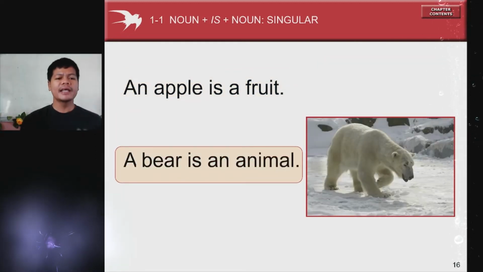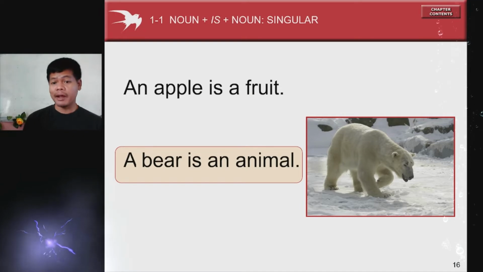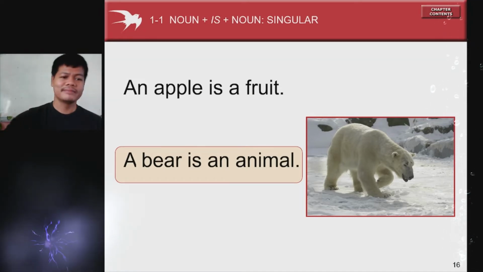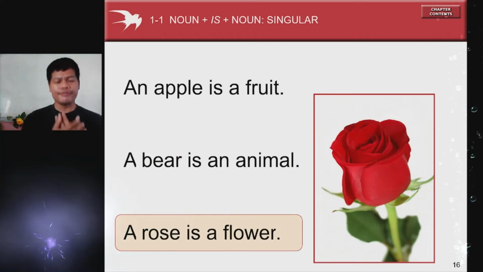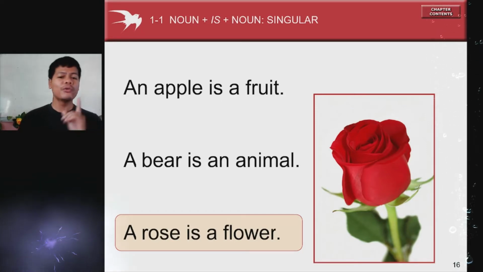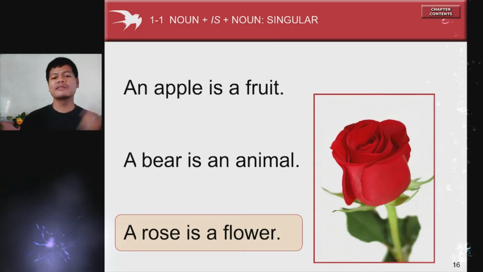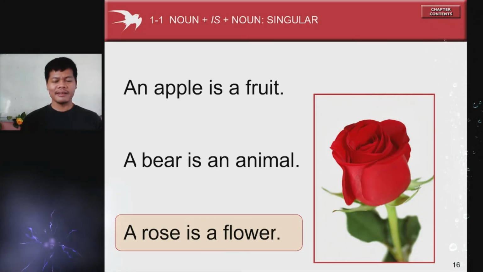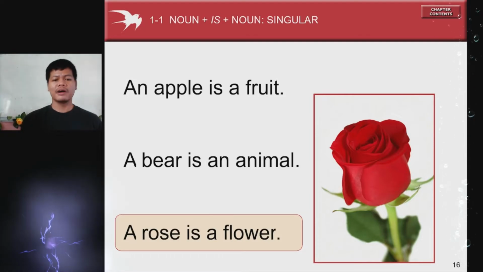A bear is an animal. A bear is an animal. Do you know a bear? Okay. And then, a rose is a flower. A rose is one kind of flower. Do you know rose? You give a rose to someone on Valentine's Day. A rose is a flower. Okay, let's start.